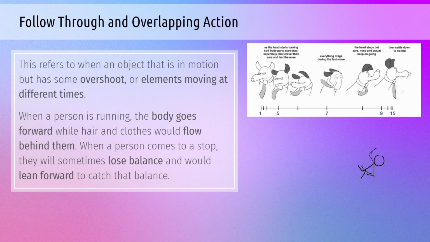When a person comes to a stop, they will sometimes lose their balance and lean forward to catch that balance. So here I drew my character going forward, and another secondary action I did for him was moving his arms all around to catch his balance. And it draws your attention to something, and it's realistic.